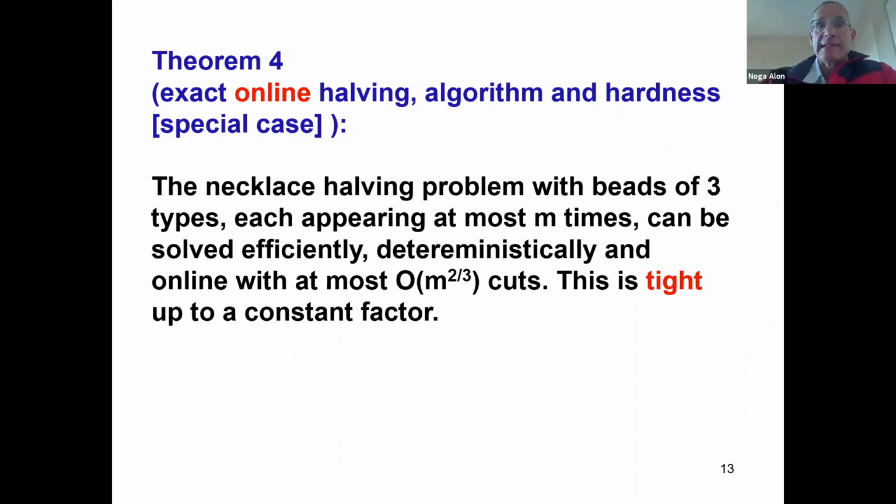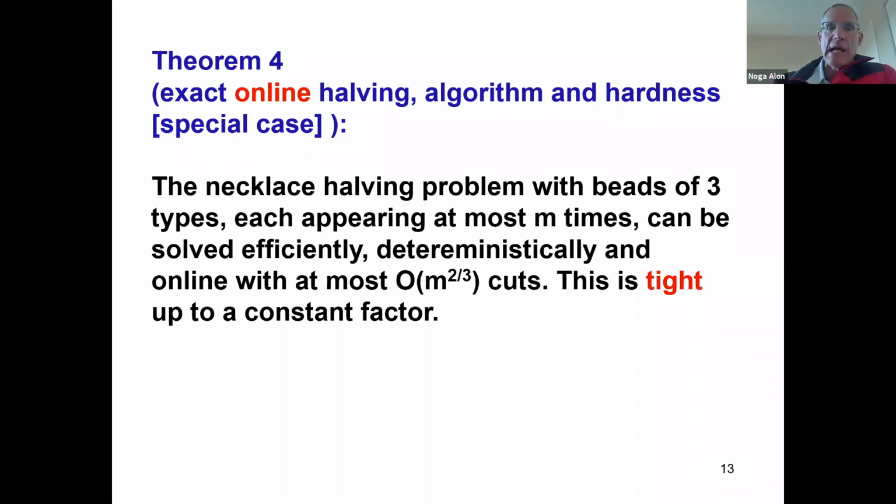And actually if you go back to the precise cutting, then for exact online halving, I wrote here just a special case. So suppose we have beads of 3 types, just 3 types. k is 2, right? So we know that we can solve it precisely with 3 cuts. But if we insist on doing it online and the number of beads of each type is m, or at most m, then we can do it with something like m to the 2/3 cuts, and this is tight.